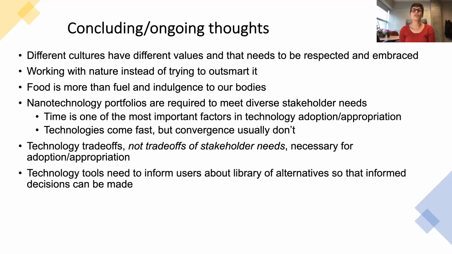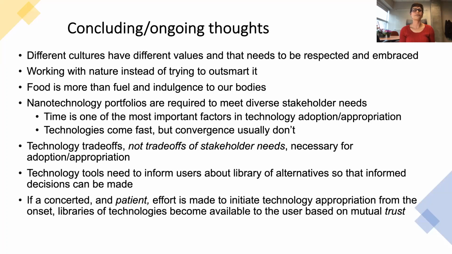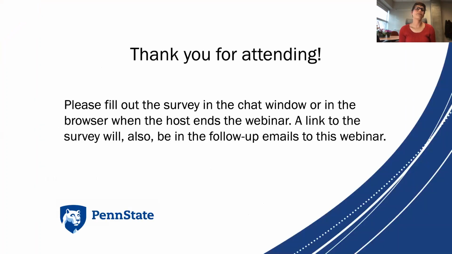Technology tools need to inform users. So if you go about introducing a technology to a new community, you need to provide them opportunities of different technologies available so they can make a decision. And if a concerted and patient effort is made to initiate technology appropriation, you need to develop, after all, trust. So if you create trust on both sides, the scientific side and the community or society side, things become deployable and usable. So with that, I finished.